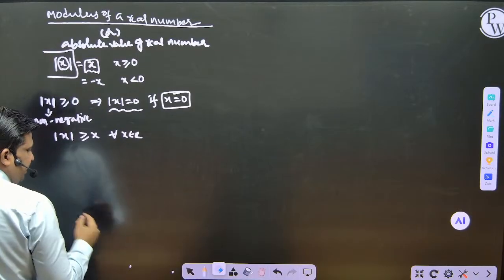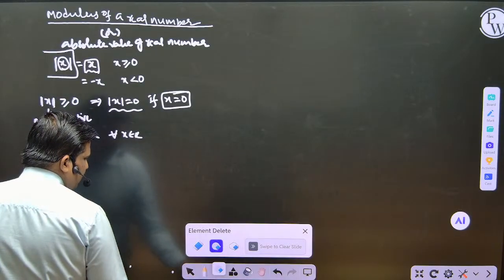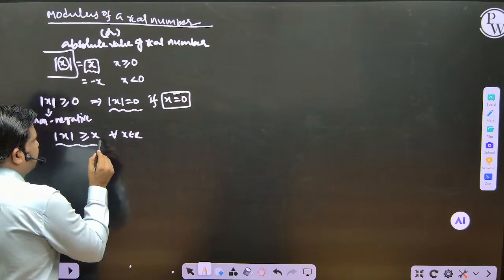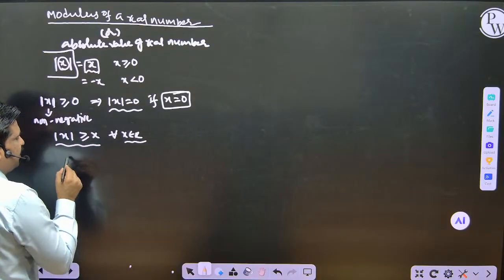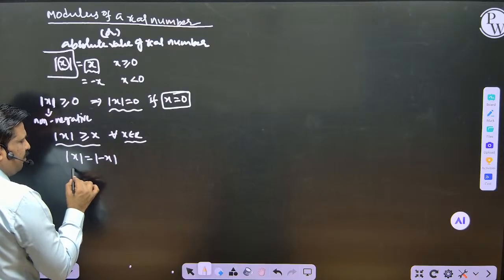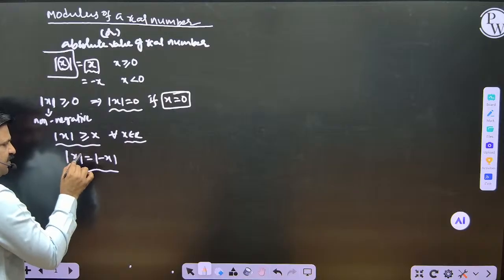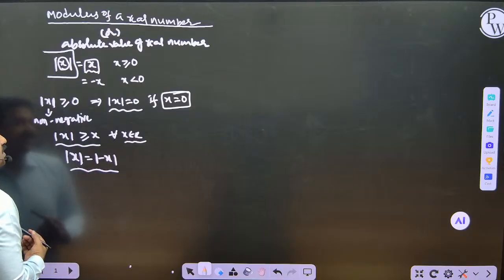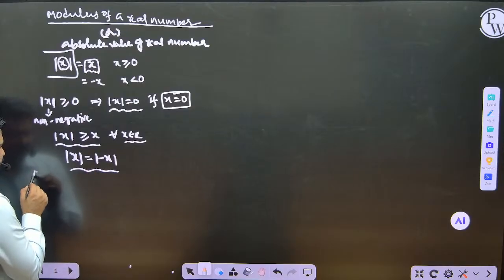Next you see here, modulus of x is greater than or equal to x for all x belongs to R. Modulus of x is equal to modulus of minus x. That means whether you take plus x or minus x, under modulus its value is the same.